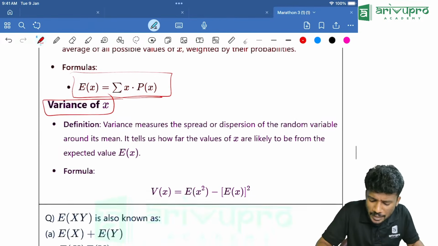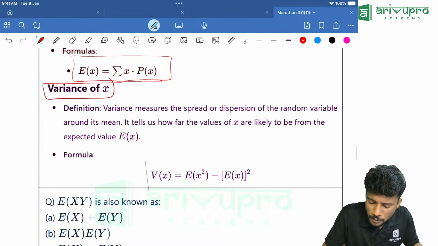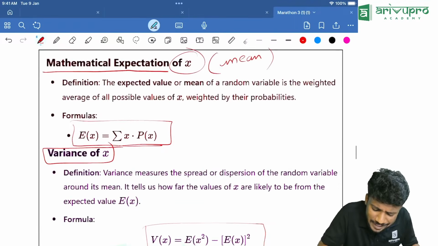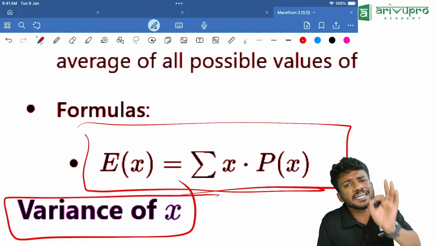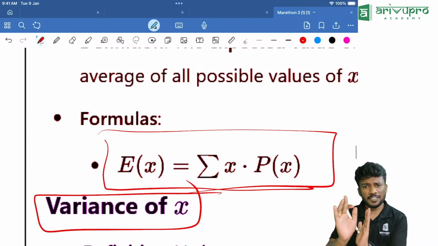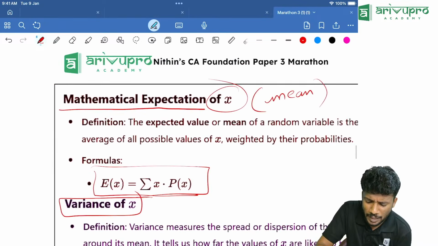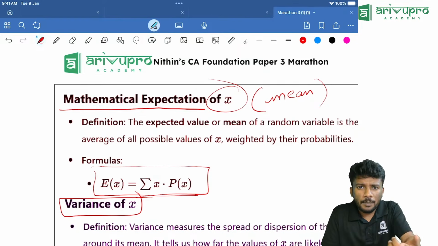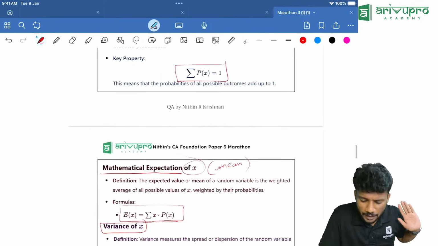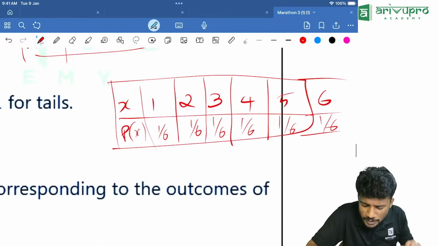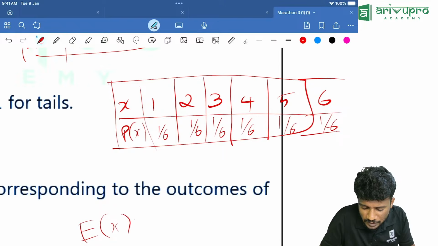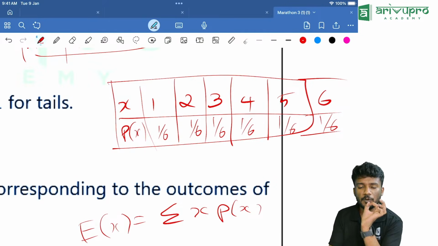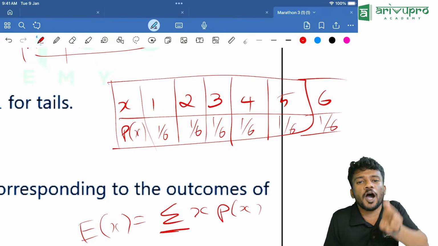Now, variance also has a formula. V of x is equal to E of x square minus E of x the whole square. What is this E of x? E of x is nothing but the expectation of x. I'll give you one example also. Now I will ask you, what is the expectation of the number obtained while throwing a die? How will you find it? What is the formula for E of x? E of x is nothing but sigma x into P of x. Now tell me people one by one, what is the meaning of sigma or summation?